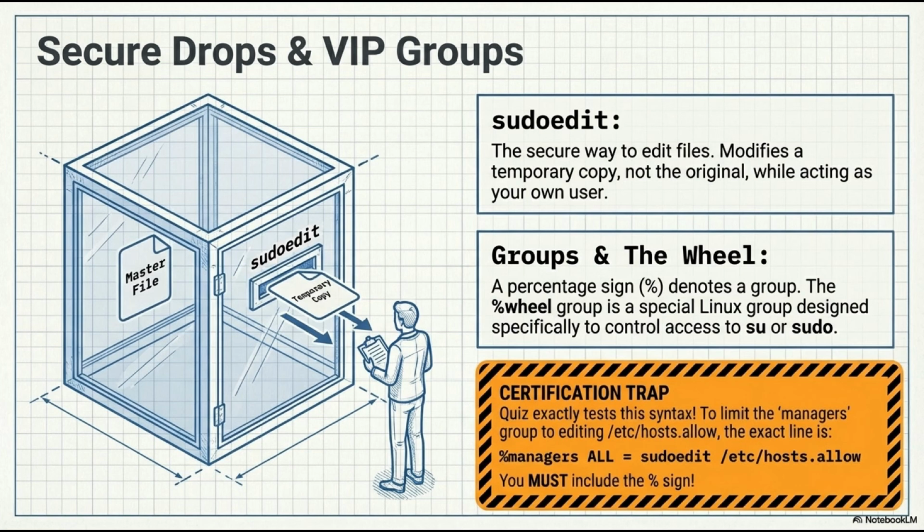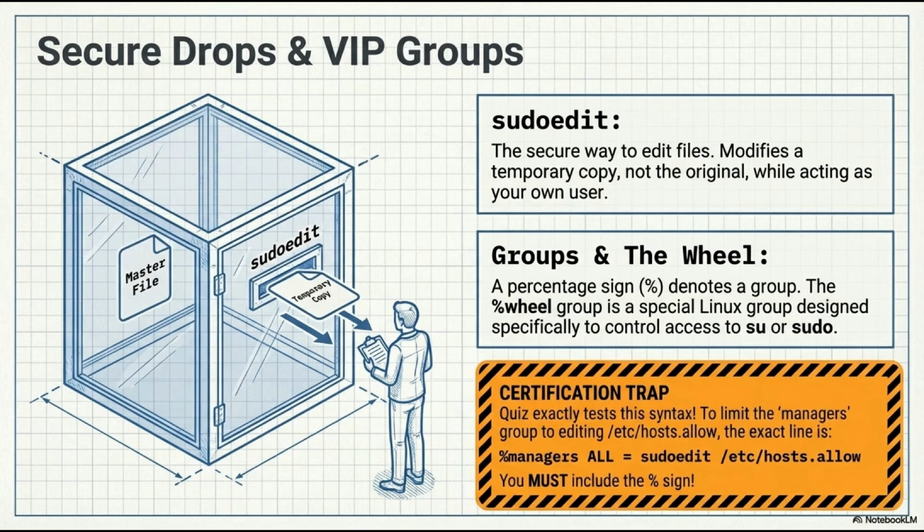So the required string is %managers ALL = sudoedit /etc/hosts.allow. And that first character, the absolute most critical element, is the percentage sign prefixing the group name. The sudo parser uses that percentage sign as a discrete identifier. Meaning if you forget it? If you omit it, the parser searches the password file for a single user actually named managers. The percentage sign instructs the parser to instead query the group file. It alters the entire logic path of the authorization check. One character changes the entire security posture.